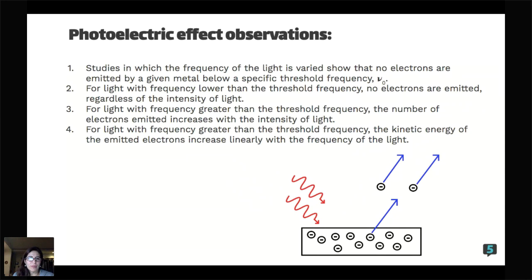Studies in which the frequency of light is varied show that no electrons are emitted by a given metal below a specific threshold frequency. For light with frequencies lower than the threshold frequency, no electrons are emitted, regardless of the intensity of light. For light with frequencies greater than the threshold frequency, the number of electrons increases with the intensity of light. And for light with frequency greater than the threshold frequency, the kinetic energy of the electrons emitted increases linearly with the frequency of light.